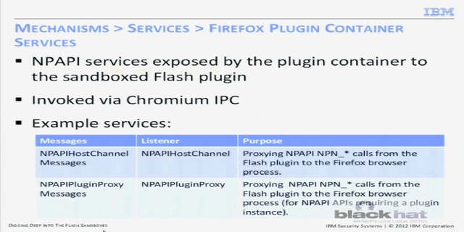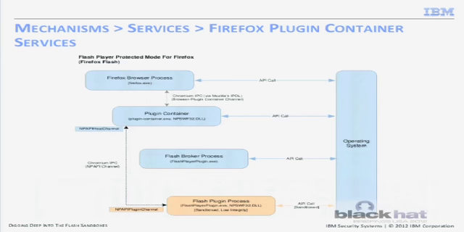The fourth set of services that we'll discuss is the services exposed by the Firefox plugin container. These services are mostly for forwarding NP API calls. To visualize, the plugin container exposes services to the Flash plugin process for forwarding API calls to the Firefox browser process. So it is mostly for forwarding NP API calls between the browser process and the Flash plugin process.